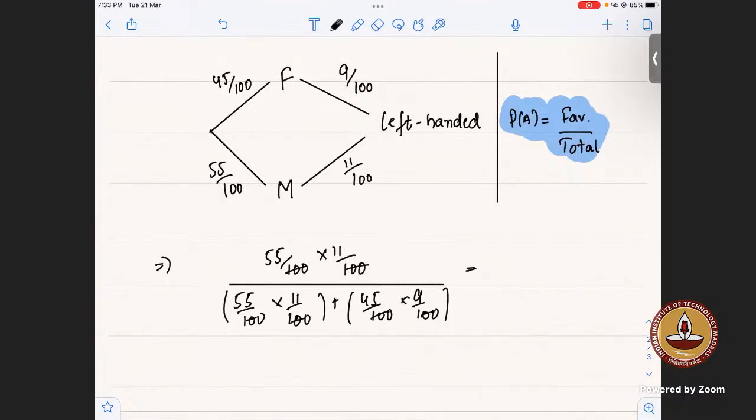55 cross 11 gives us 605, divided by 605 plus 45 cross 9, that is 405. So 605 divided by 1010, I think it has to be. Yes, 1010. Solving this, 605 divided by 1010 comes out to be 0.599. So that is the solution for this.